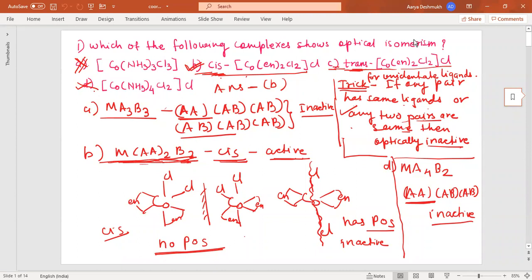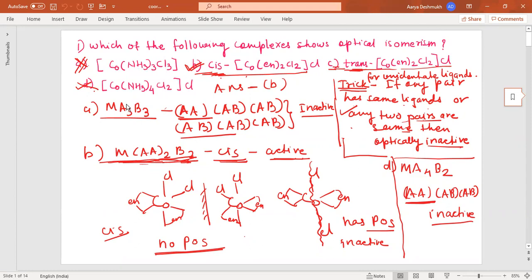Let us start some MCQs, multiple choice questions based on isomerism in coordination compounds. Now the first one: which of the following complexes shows optical isomerism? The options are given: [Co(NH3)3Cl3], the cis isomer of [Co(en)2Cl2]Cl, the trans of this same one, and the fourth option is this one. Okay, so let us start with this one by one.